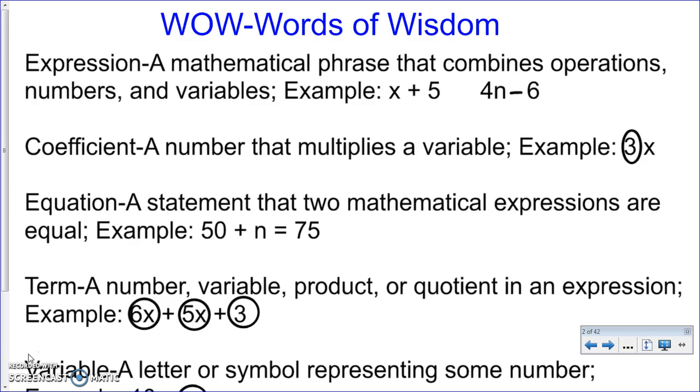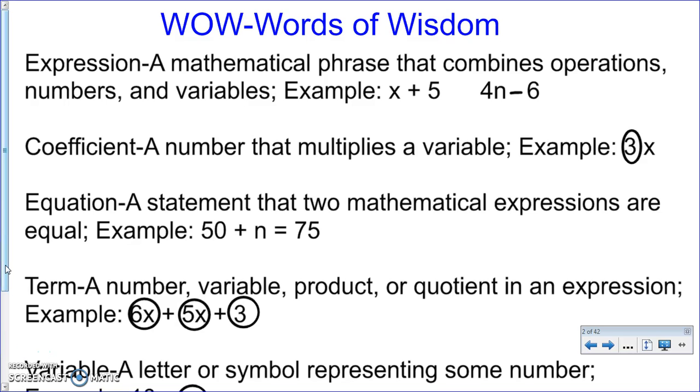For example, x plus 5 or 4n minus 6. Coefficient, a number that multiplies a variable. For example, the 3 in 3x, which also means 3 times x. Equation, a statement that two mathematical expressions are equal. Example, 50 plus n equals 75.